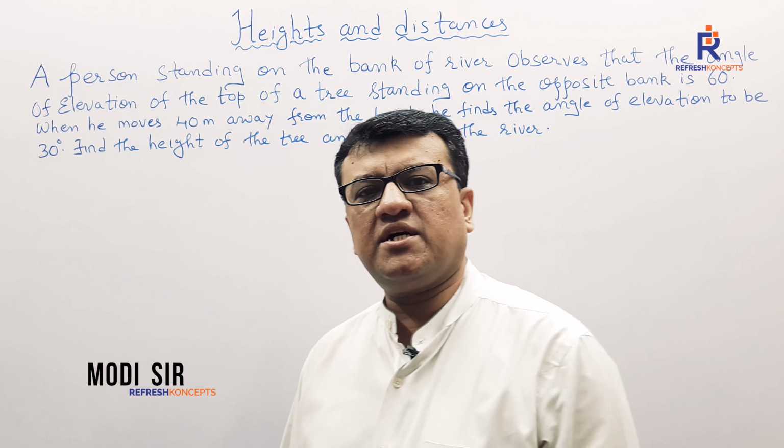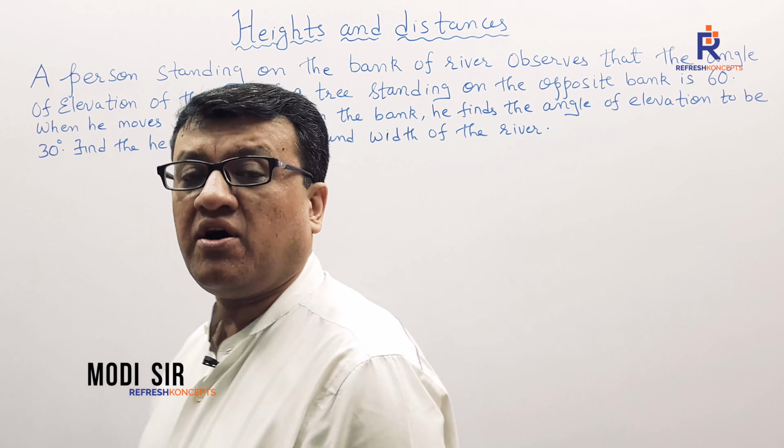Let's start with one more sum of word problems on heights and distances. So what is the next sum trying to say, children? The next sum says, a person standing on the bank of a river observes the angle of elevation of the top of the tree standing on the opposite side of the bank is 60 degrees. When he moves 40 meters away from the bank, he finds the angle of elevation to be 30 degrees. Find the height of the tree and the width of the river.